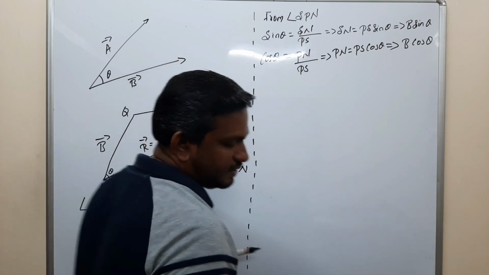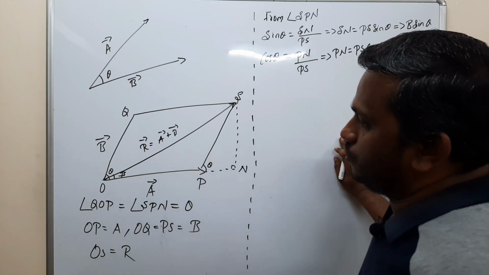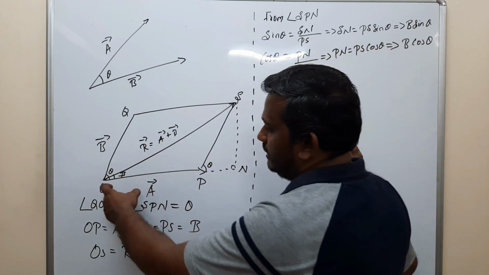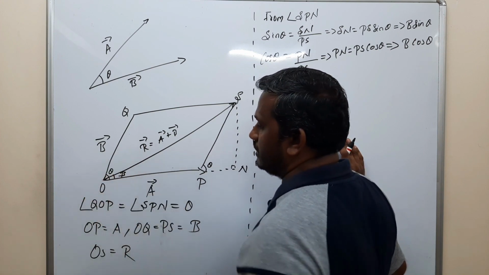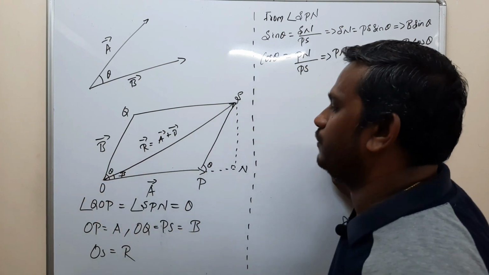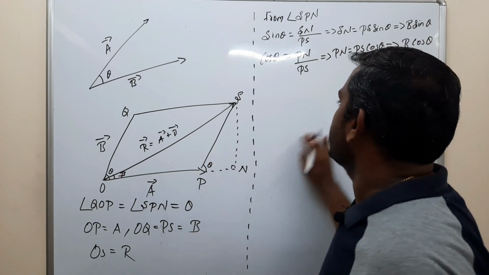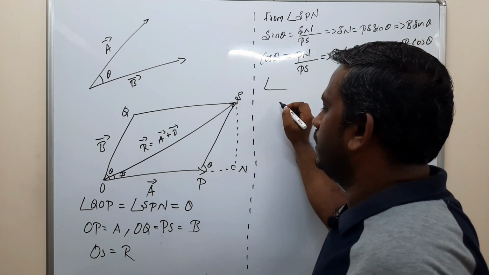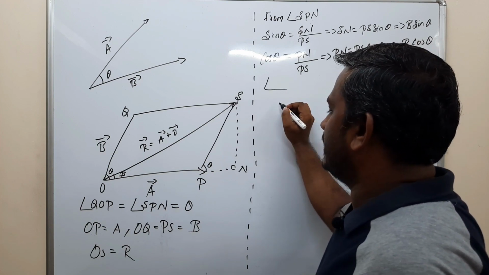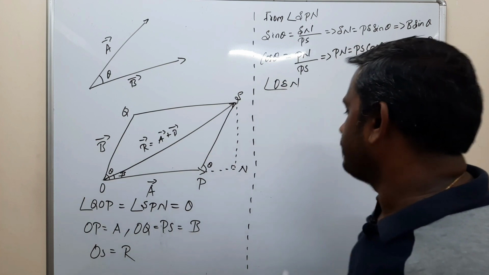So the direction of the resultant. It makes an angle beta from the a vector, so that angle we have to find. That gives the direction of the resultant. I am considering the triangle OSN.